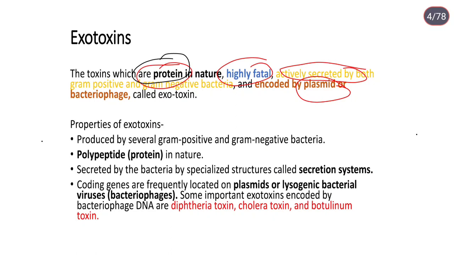Now the coding genes of these bacterial exotoxins are located on the plasmid or the lysogenic bacterial viruses, I mean the bacteriophage. Some important exotoxins are encoded by bacteriophages, like diphtheria toxin, cholera toxin and botulinum toxin.